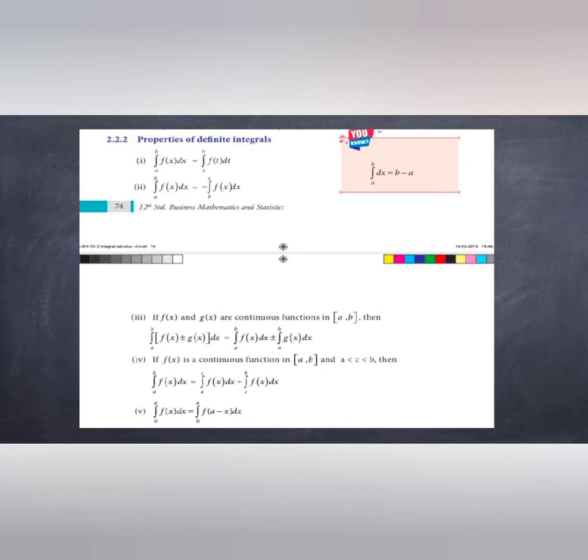Then fifth property, it is a very important property. Integral 0 to a f of x dx can be written as integral 0 to a f of a minus x dx, that is the upper limit minus x. This property will be used in the sums.